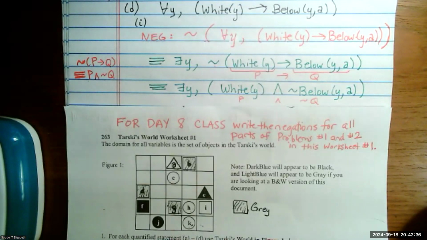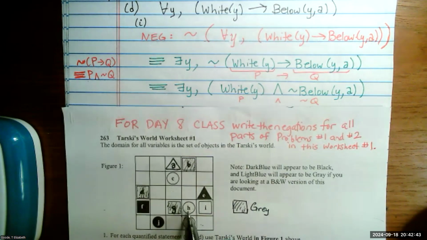So I see A, C, H, I, and K. Correct. Those are the white objects: A, C, H, I, and K.